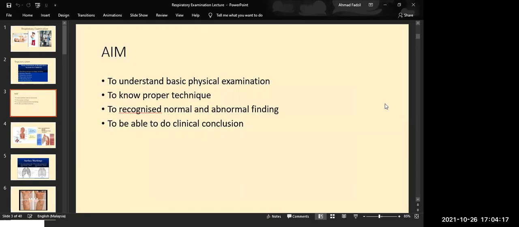So the aim of this lecture is to understand the basic physical examination, to know the proper technique, to recognize normal and abnormal findings, and to be able to make a clinical conclusion.